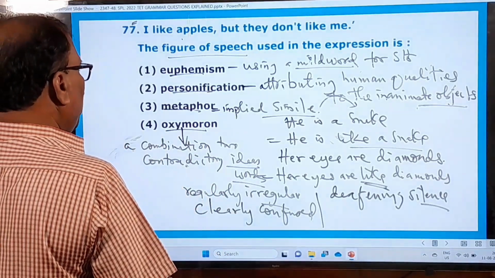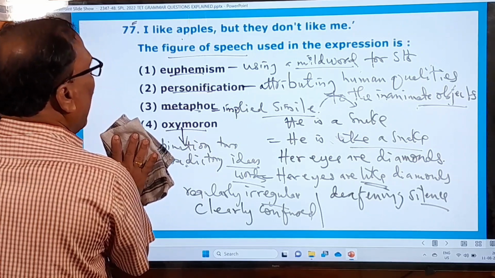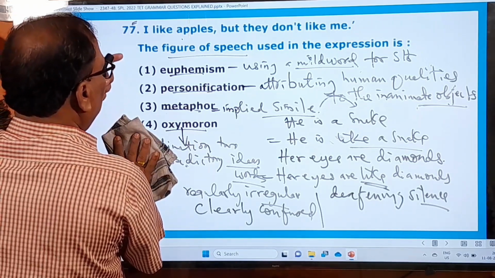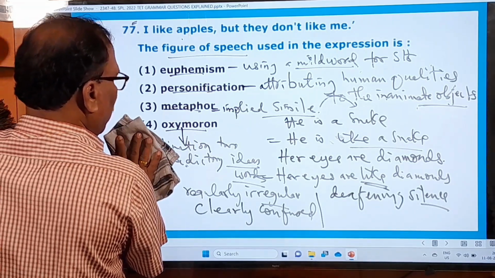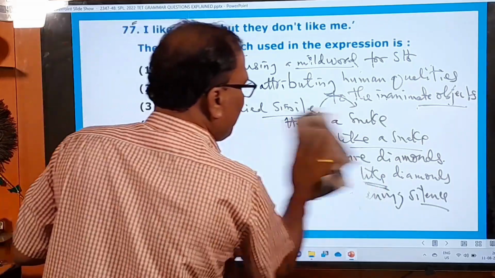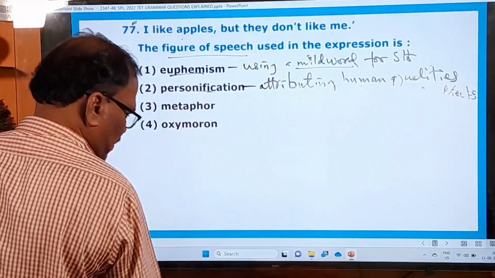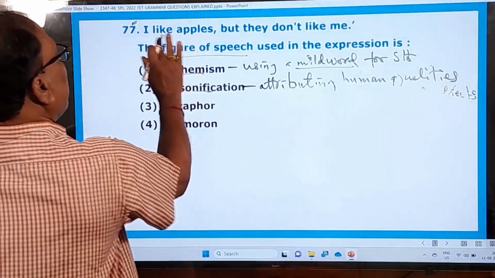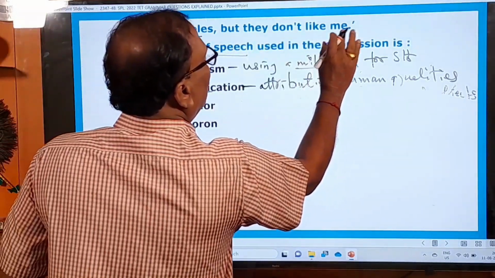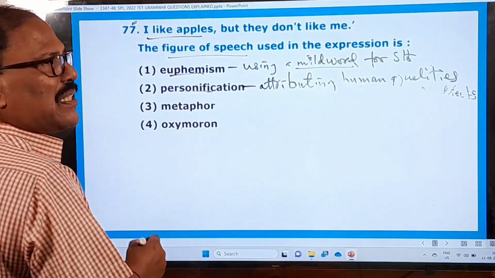Okay, now what is used, what is apt or suitable for this sentence? Come on. What is to be used here? I like apples, but they don't like me. ఇది గమ్మత్తుగా ఉన్న సెంటెన్స్ యాక్చువల్.